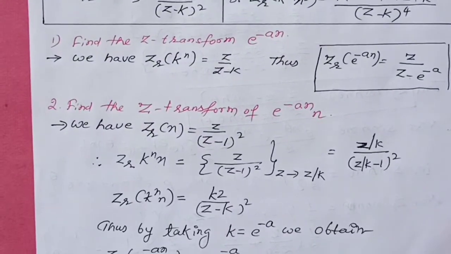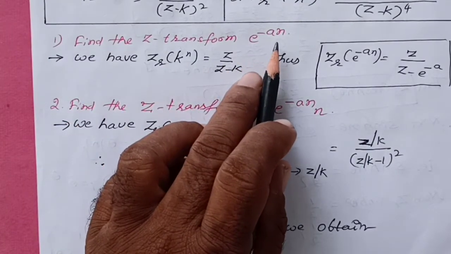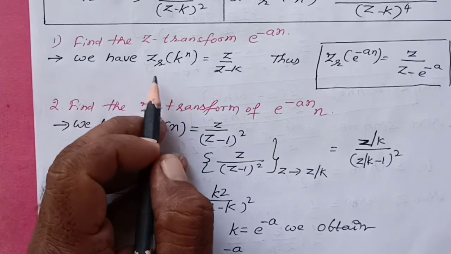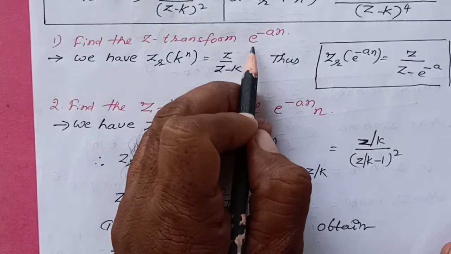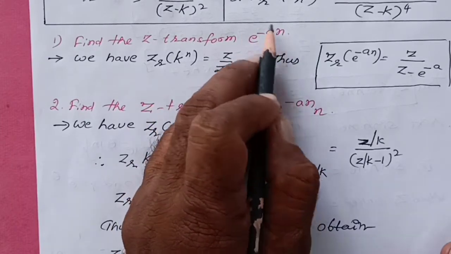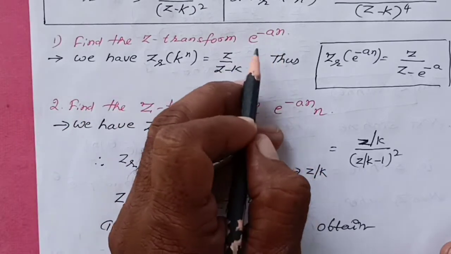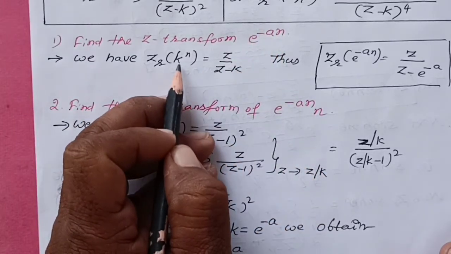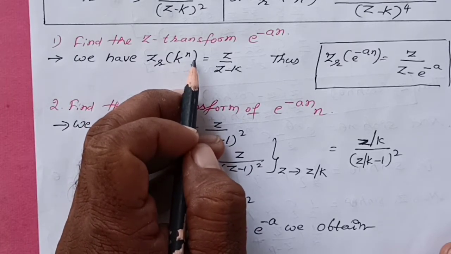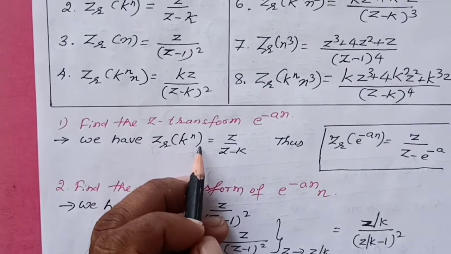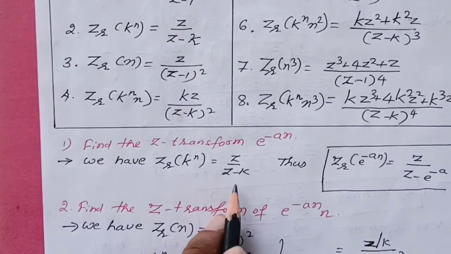So I will take one small problem. Find the Z transform of e raised to minus a raised to n. So we have the formula. What is that? The Z transform of k raised to n. Here e raised to minus a is the constant k, and n is there. So I have taken k as e raised to minus a. So the Z transform of k raised to n, what is this formula? It is nothing but Z upon Z minus K.